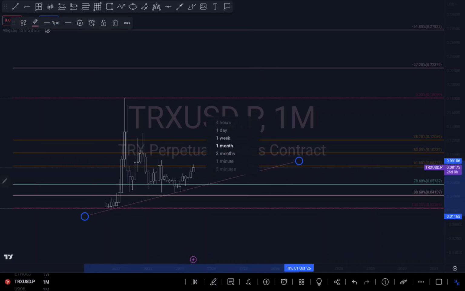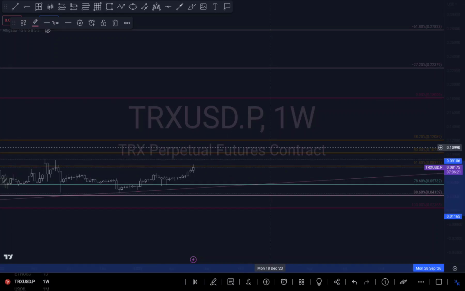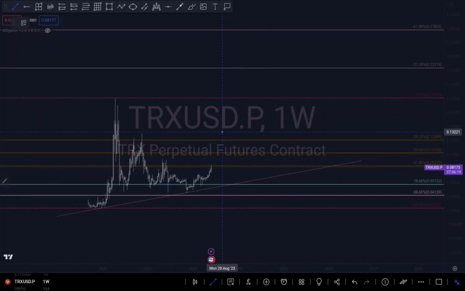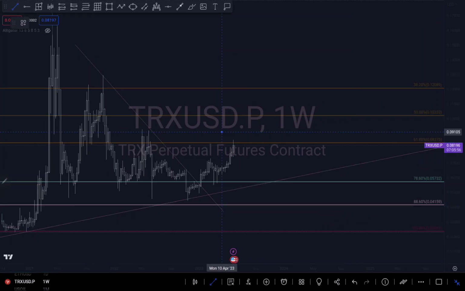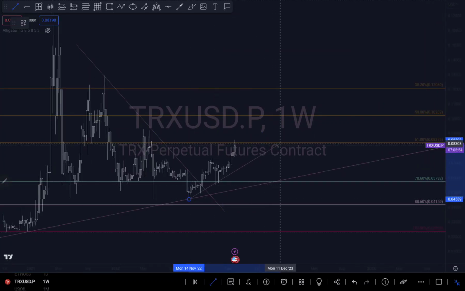I'll go to the smaller time frame as well. Go to the weekly time frame, zoom in. I can also draw a trend line coming from here to here. From here to here, you see, I can also draw a trend line from here to here.